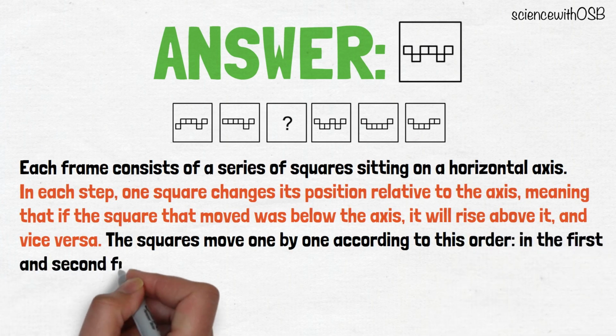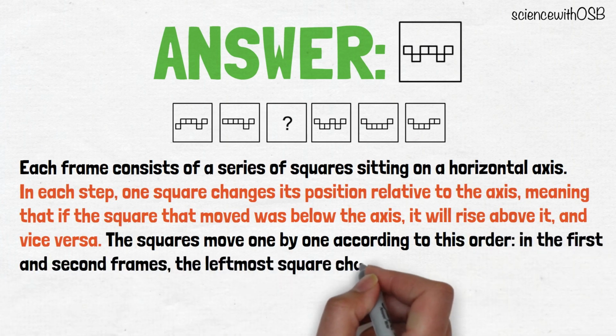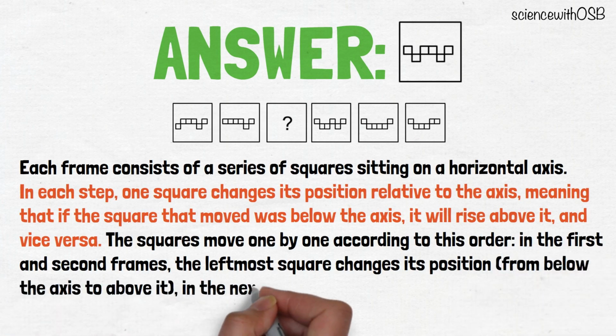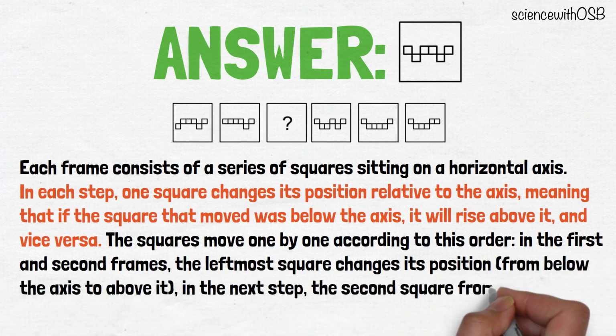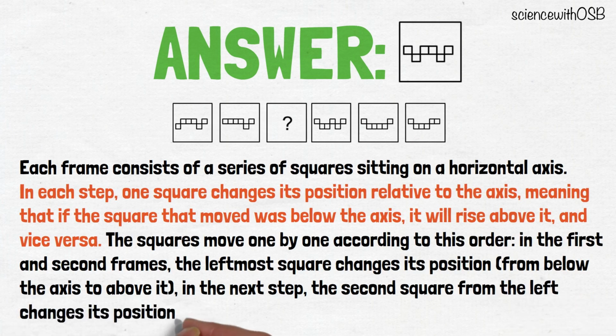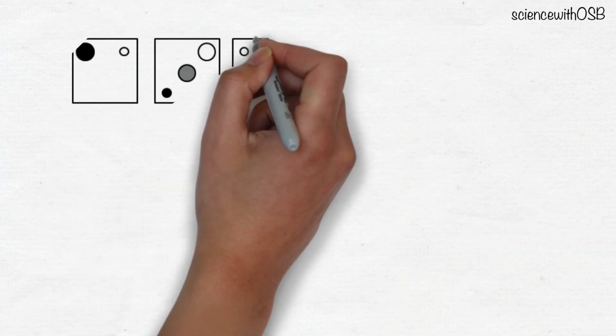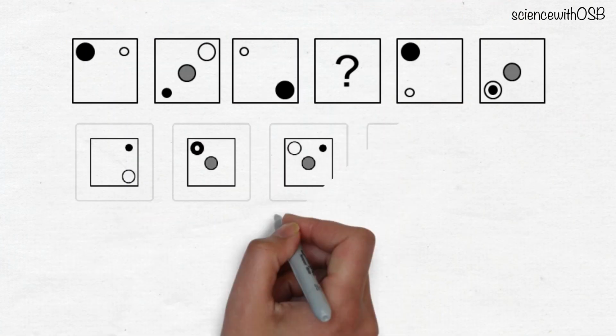The squares move one by one according to this order. That is, in the first and second frames, the leftmost square changes its position from below the axis to above. In the next step, the second square from the left changes its position, and so forth. Question number 7. Choose the image that completes the pattern.